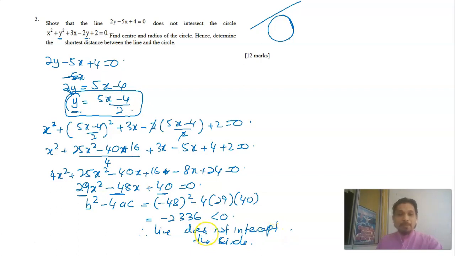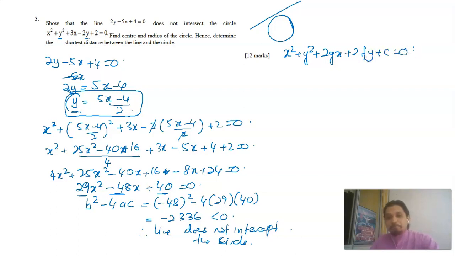Okay, so this is it now. And find the center and radius of the circle. Class, to find the radius and center of the circle, you may choose either completing the square, or comparing with the formula of the general equation of a circle, which is x squared plus y squared plus 2gx plus 2fy plus c equal to 0. I prefer comparing with the formula. It's all up to you then. I didn't say that completing the square is wrong, but I prefer to compare with this equation.